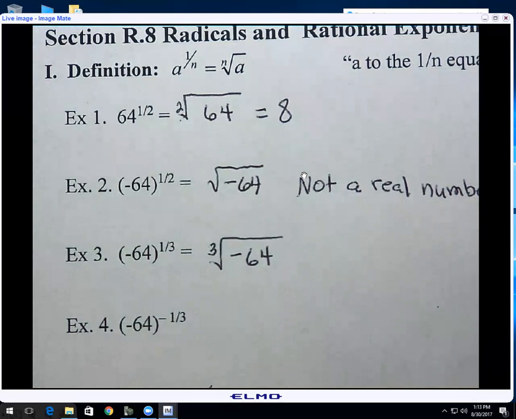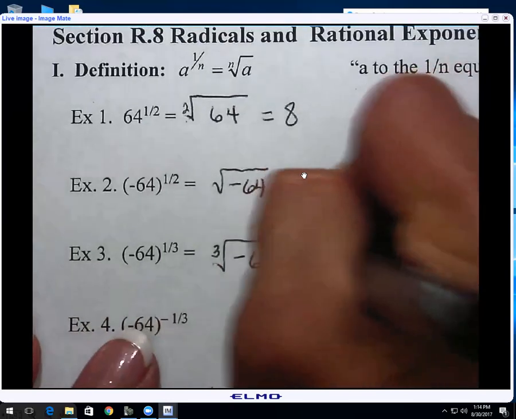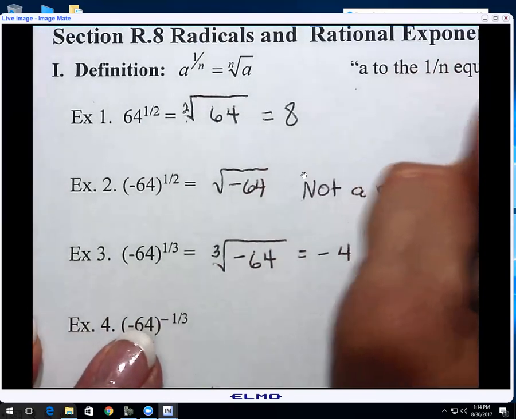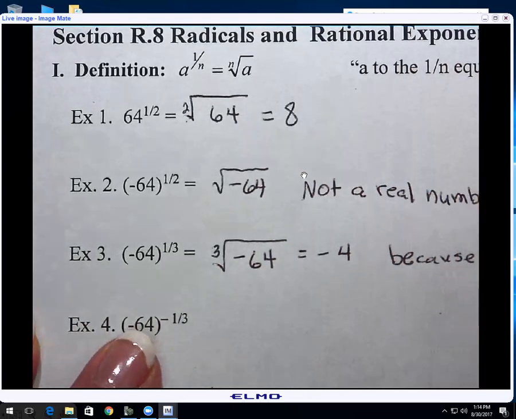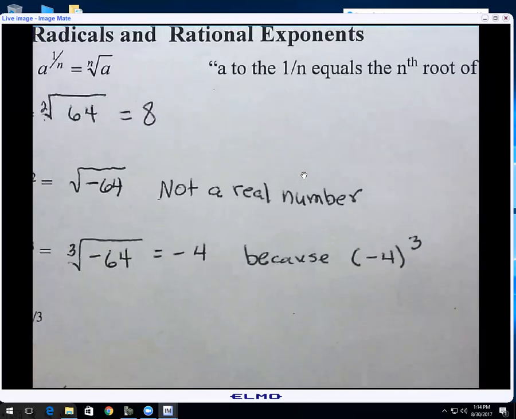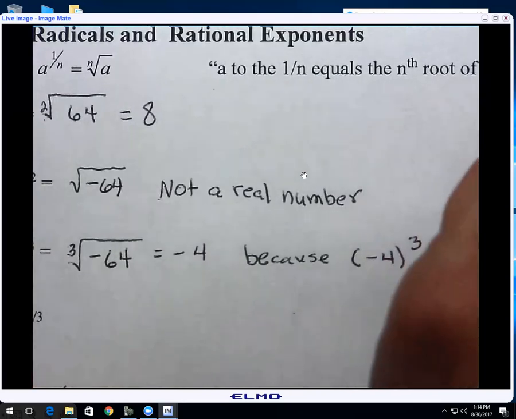Oh, well, you're right about the negative. Negative 4. Negative 4 times negative 4 is positive 16, but then 16 times another negative 4 will give you a negative. So that answer is negative 4, because if you raise negative 4 to the 3rd power, you do get back the negative 64.